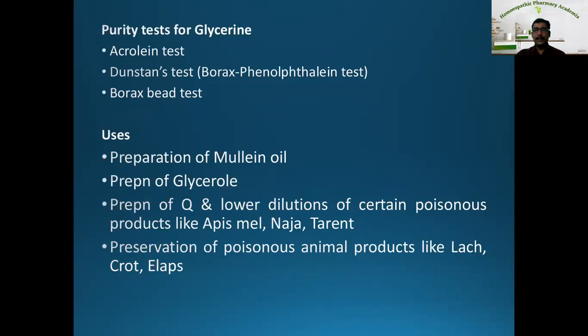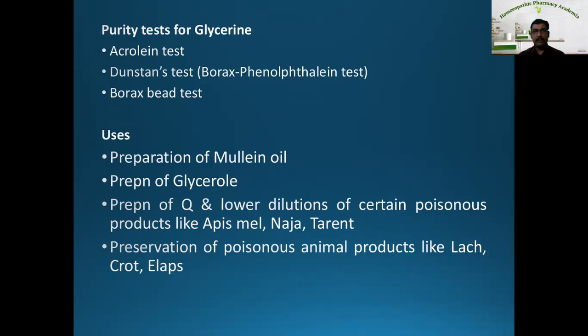Now coming to the purity tests of glycerin, there are mainly three tests employed for the purity of glycerin. The first one is the acrolein test. How to perform the acrolein test? Two drops of glycerin are taken in a test tube, and a little powdered potassium hydrogen sulfate is added to it. Then it is heated carefully, then more strongly.